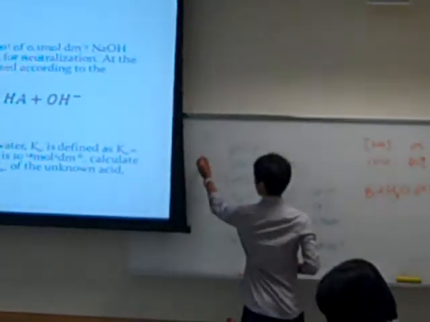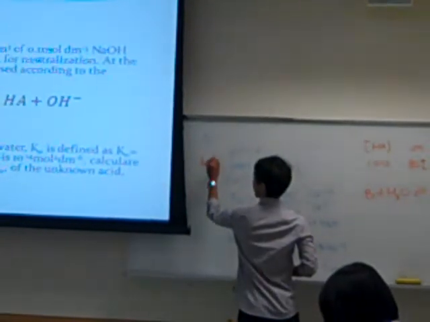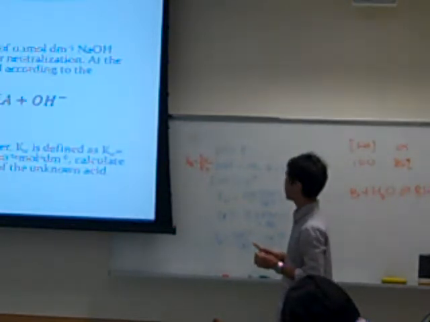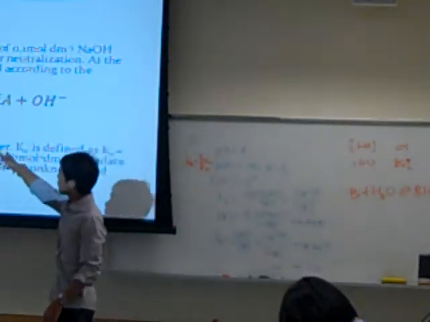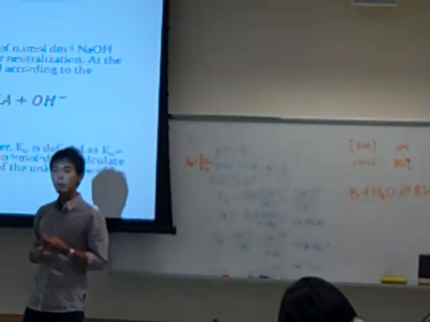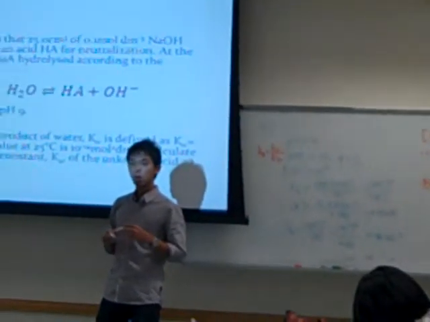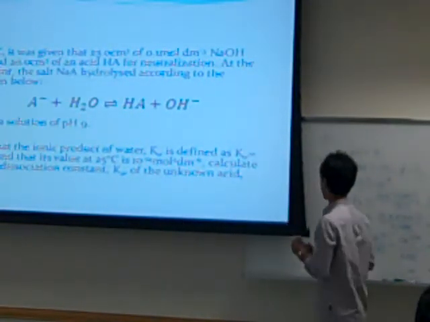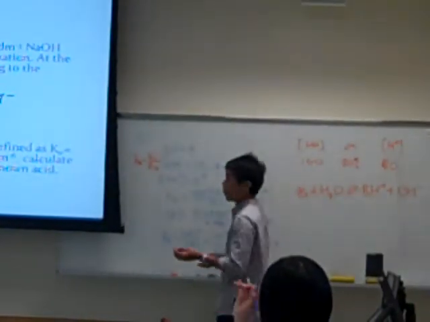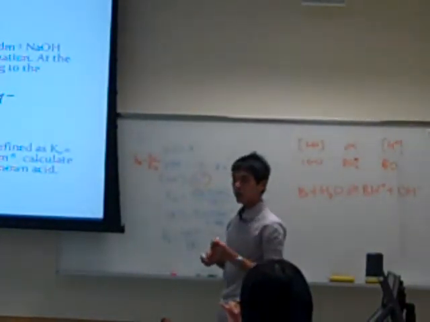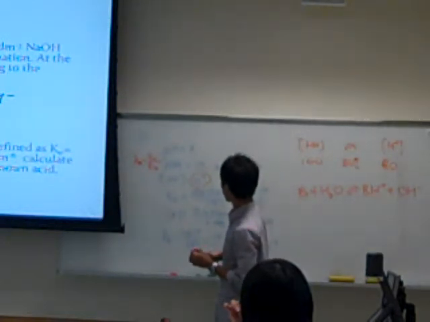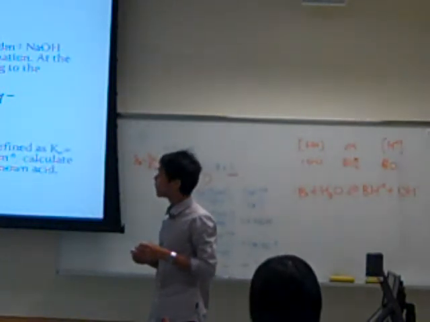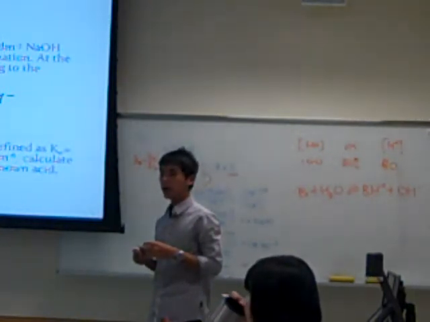Firstly, Ka will be Kw over Kb, and then we go on to find my Kb. There's a clue here: the pH of the solution is 9. From here, what is the pOH of the solution? 5, because at 25 degrees Celsius, pH and pOH add up to 14. So I have 5, and OH minus will be 10 to the power minus 5. There's still one more thing I'm missing. I don't have the concentration of my A minus at equilibrium. So how do I find that out?